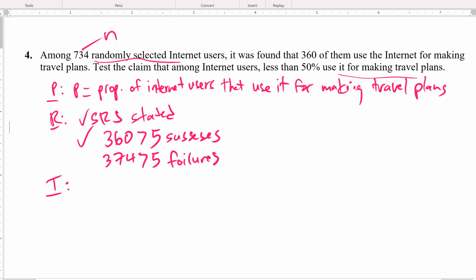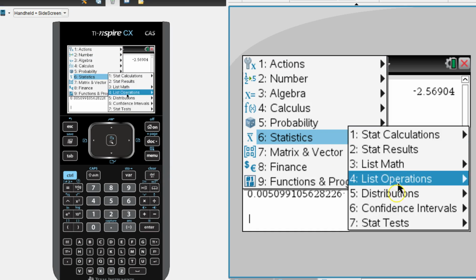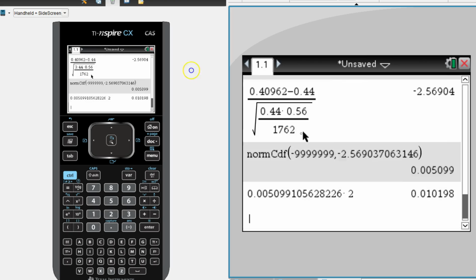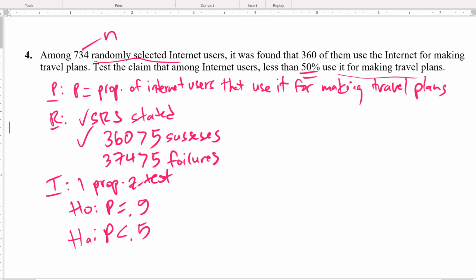What test are we running? One proportion z-test. Null. P is equal to some claim. What was the claim? 50%. We're trying to prove less than 50%. That's all I need to run this test. Menu, stats, test. The claim was, I think, 54. No, just 0.5.